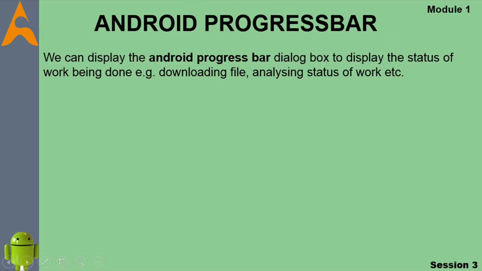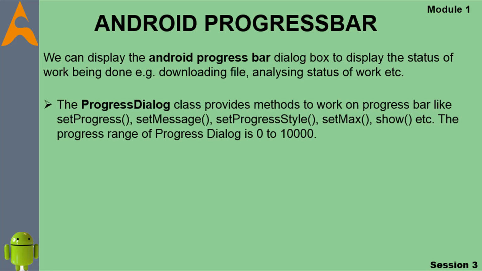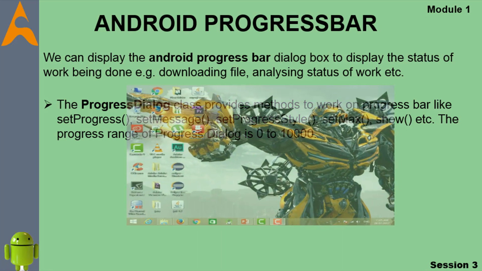Now we will see progress bar in Android. We can display the Android progress bar dialog box to display the status of work being done, like downloading file, analyzing status of work, etc. The ProgressDialog class provides methods to work on progress bar, like setProgress, setMessage, setProgressStyle, setMax, show, etc. The progress range of progress dialog is 0 to 10,000. Let's understand it with an example.